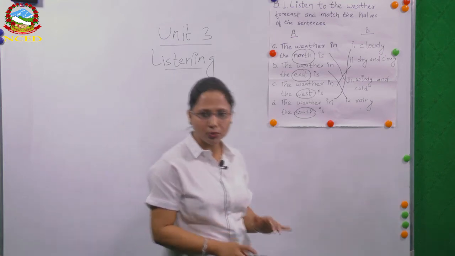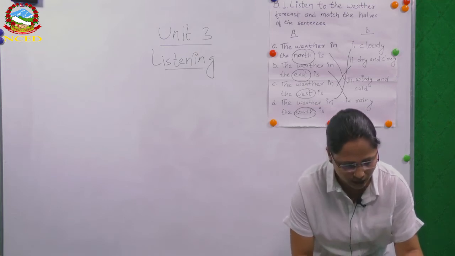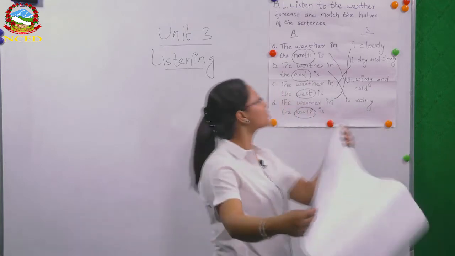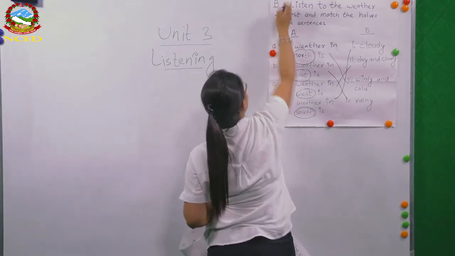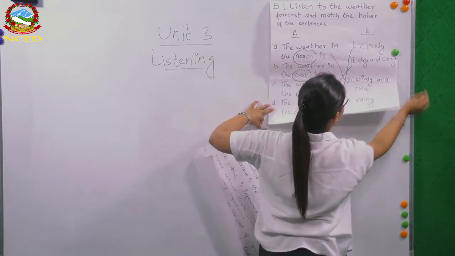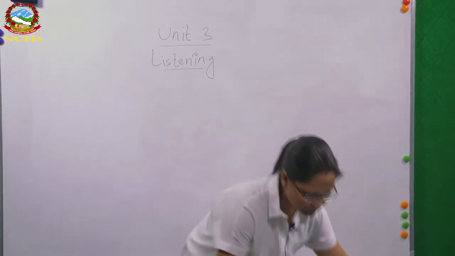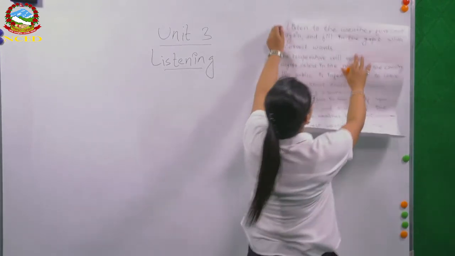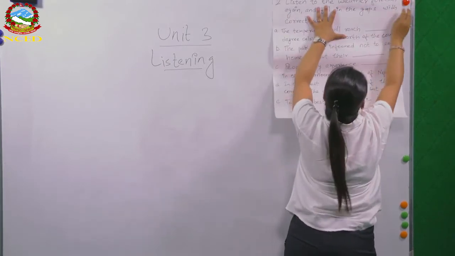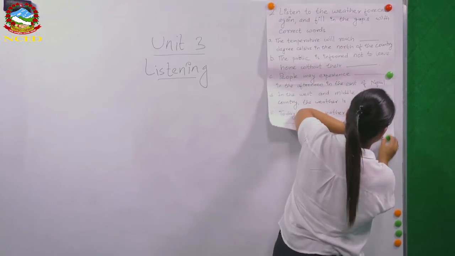Now, there is one more exercise in your book. Look at page number 30, number 2. While you are looking at your book, I will paste these questions here on the board. So till then, please look at the questions. What are they like? Okay? The same questions are copied here to make it easy for you to see them.